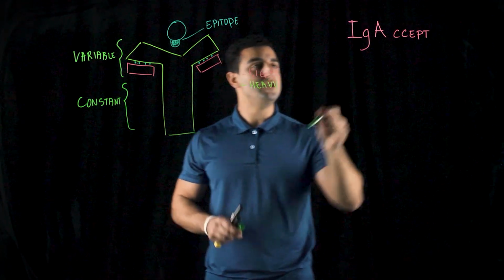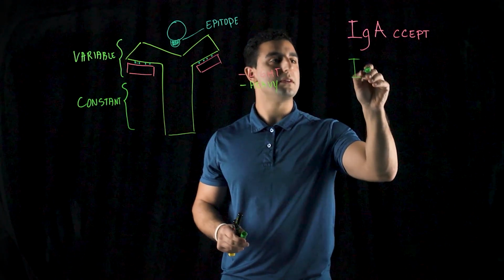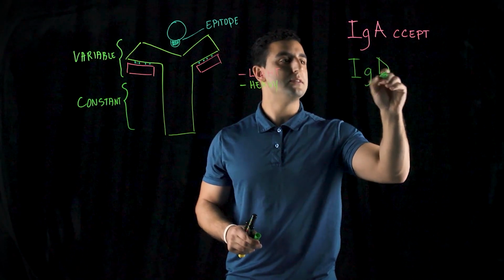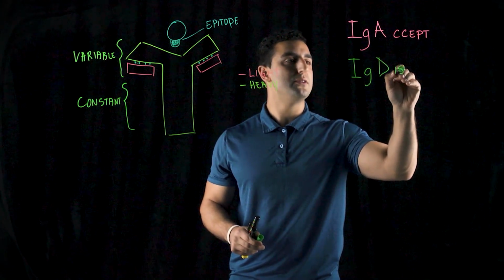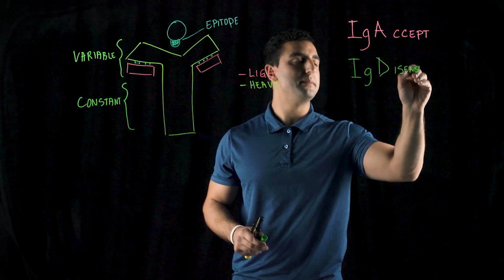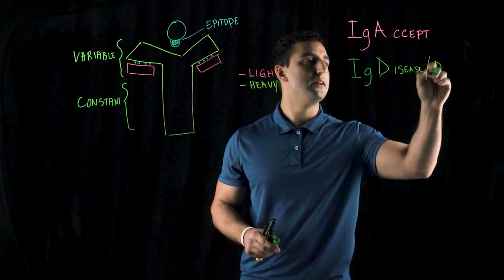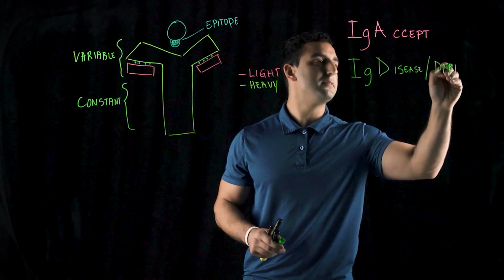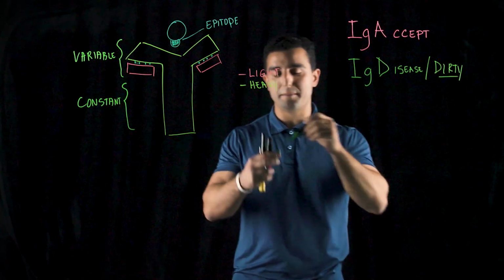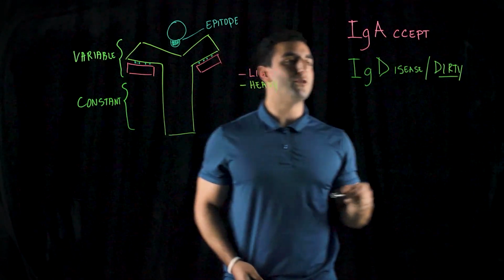Next one, IgD. Okay, so IgD, remember dirty or diseased, right? But disease kind of makes it a little confusing, right? Because you're like, oh, these are some kind of disease, right? So let's just say dirty, so some kind of bacteria coming in, some kind of microbial.